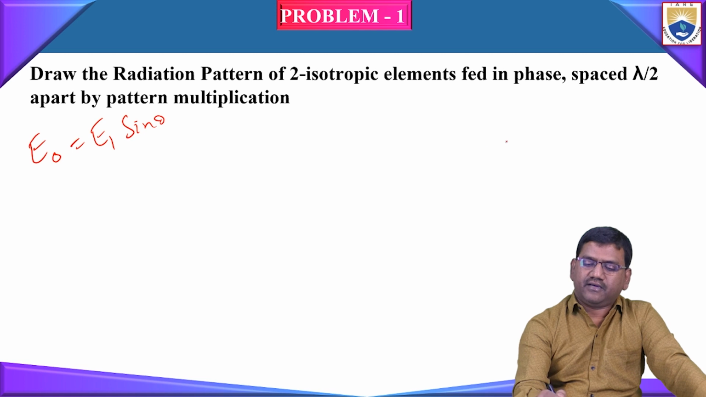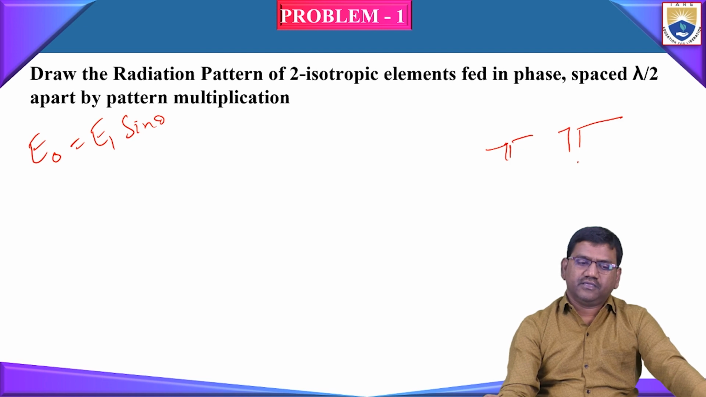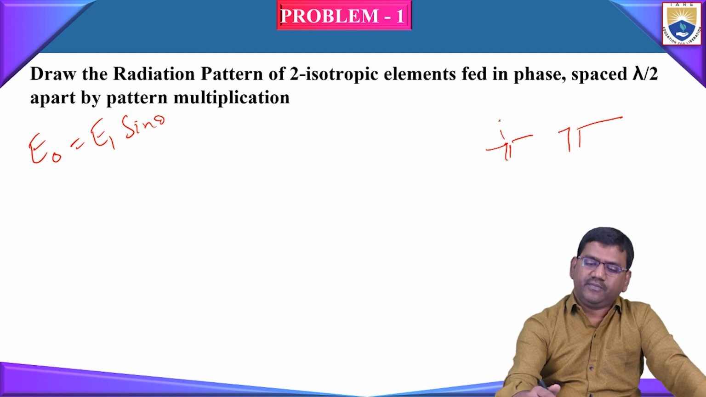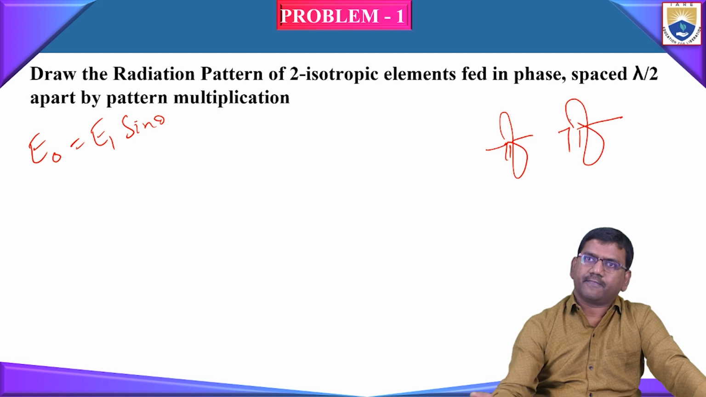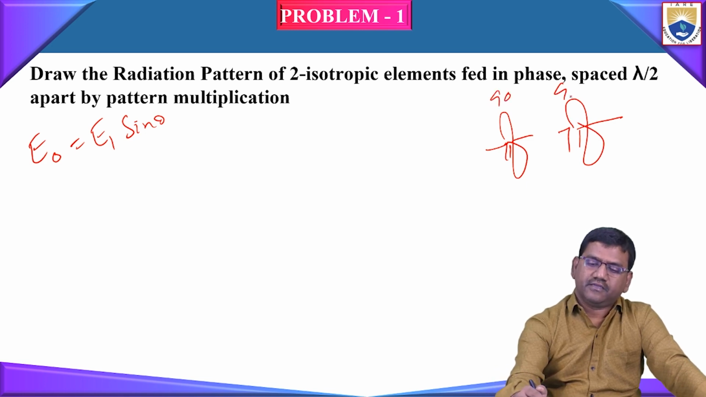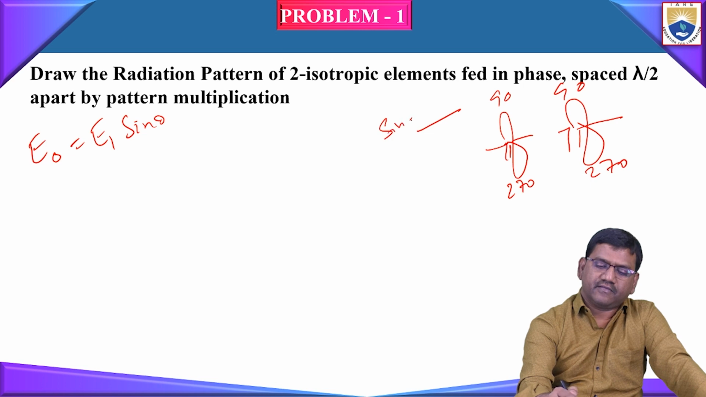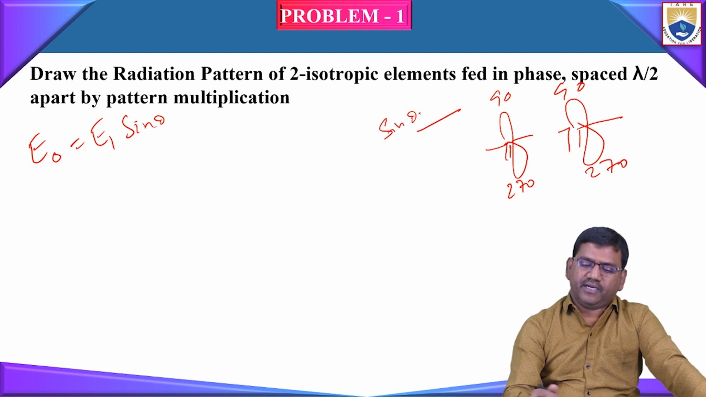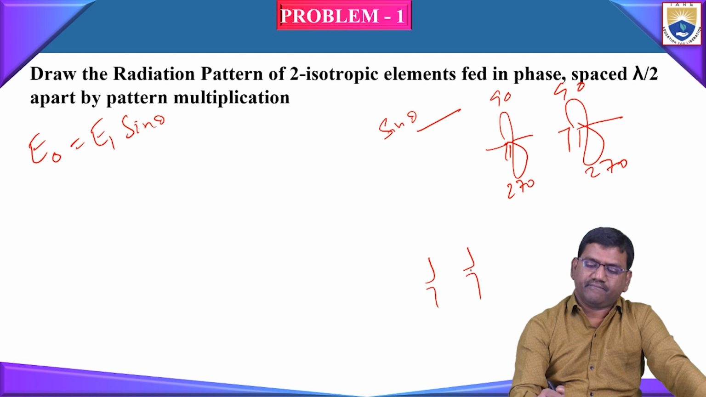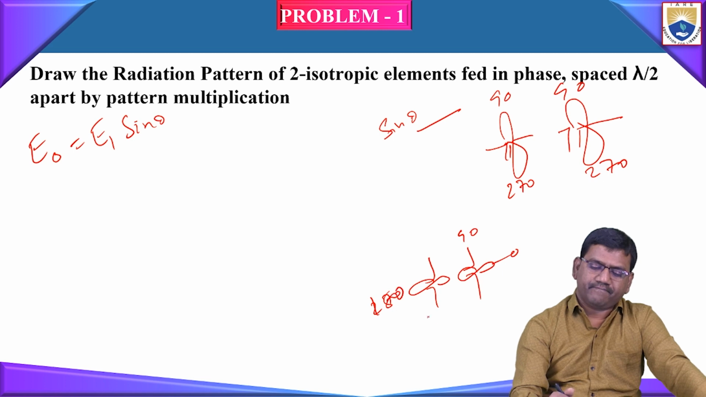Let us assume these dipoles are horizontal. When the dipoles are horizontal, the radiation pattern will be perpendicular like this, that is, towards 90 and towards 270. So when the dipoles are horizontal, we can take the function as sine theta. But if the dipoles are vertical, the radiation pattern will be like this. So we can take this as 0, 90, this as 180, and this as 270.